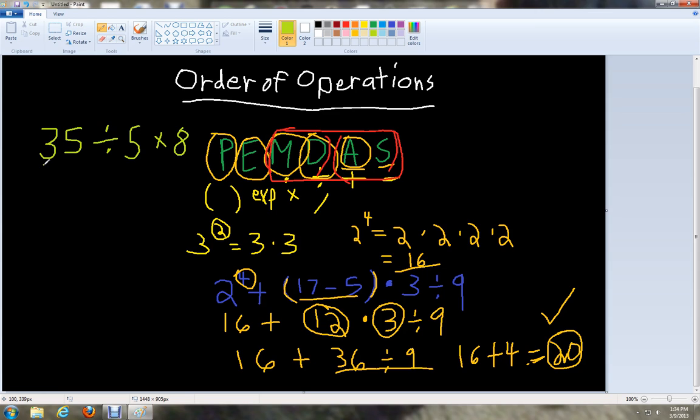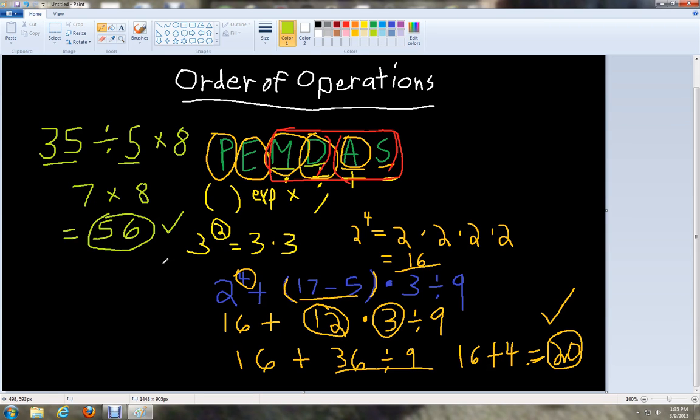So we end up doing the 35 divided by 5 first, and then we get 7, and then multiply that by 8. We know times tables, right? 7 times 8, that's 56. So that would be our answer for that example. So even though multiplication and division were out of order, we saw division first and then multiplication second. We had to work from left to right to get our final answer.